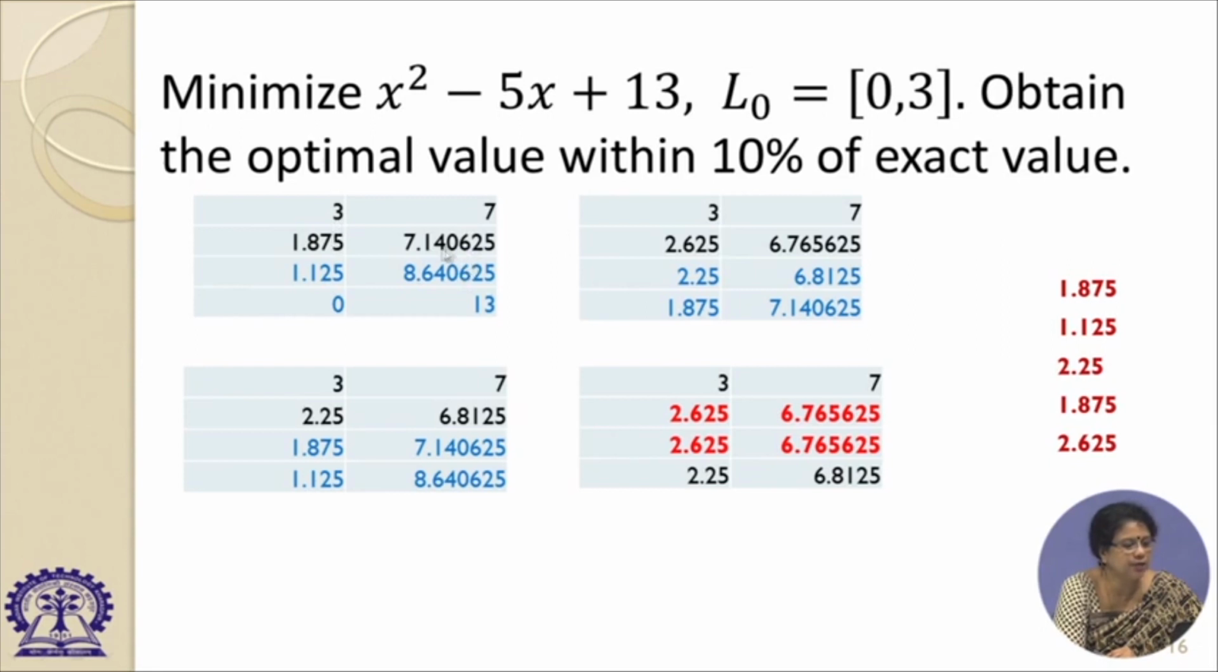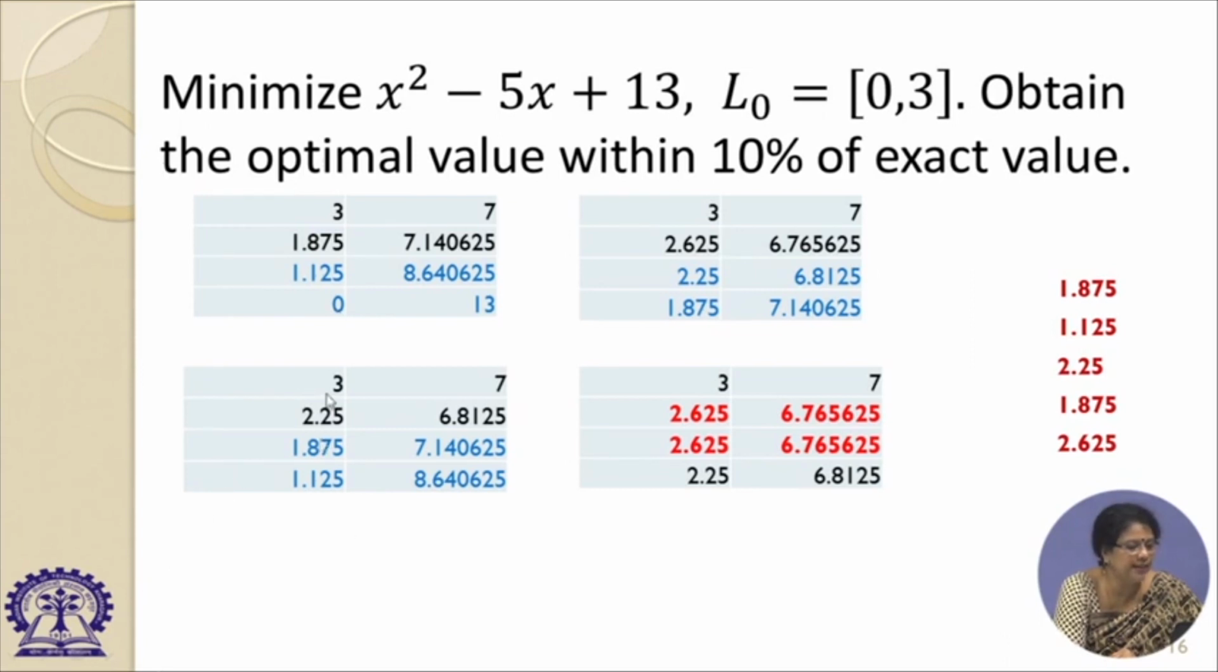Let us see the functional value. Just look at the trend of the function: 7, 7.14, 8.6, 13. That is why we could see that the functional value is increasing from 7 toward 0. We are finding the minimum value. That is why we can say that there cannot be any minimum between 1.125 and 0, because the trend of the function is increasing. Then what will we do?